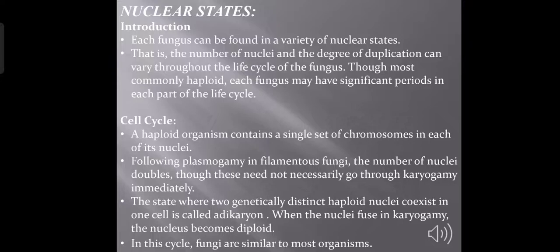Following plasmogamy in filamentous fungi, the number of nuclei doubles, though this need not necessarily go through karyogamy immediately. The state where two genetically distinct haploid nuclei coexist in one cell is called dikaryotic. When the nuclei fuse in karyogamy, the nuclei become diploid. In this cycle, fungi are similar to most organisms.